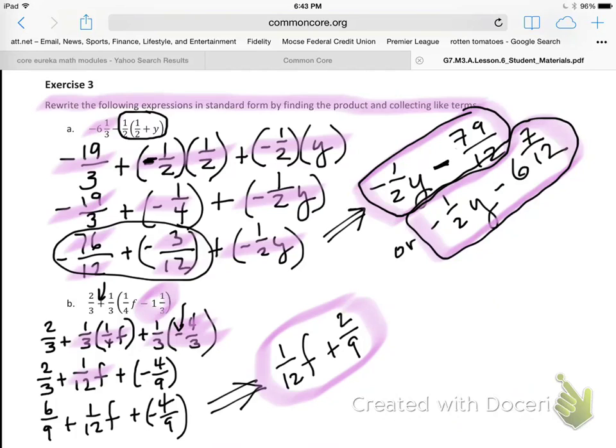Got 1/12 f, and then my negative 4/9. Then I saw that I already had 4/9, so I could change thirds to ninths. I knew that. So then I had my 6/9, negative 4/9, and then 1/2 f, and went ahead and wrote those like this: 1/12 f plus 2/9, which is the combination of negative 4/9 and 6/9.